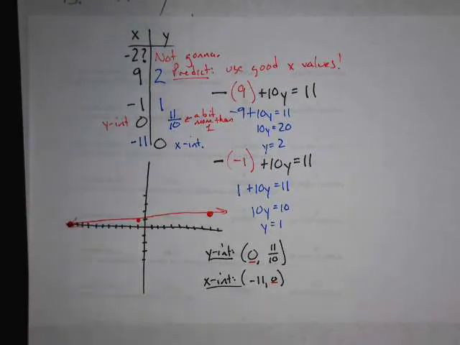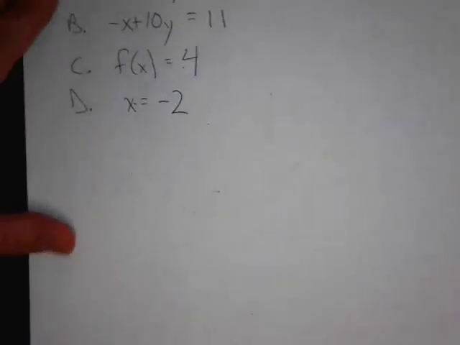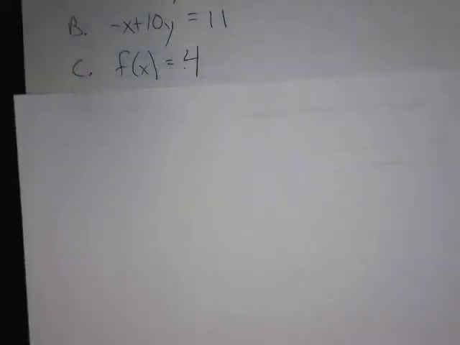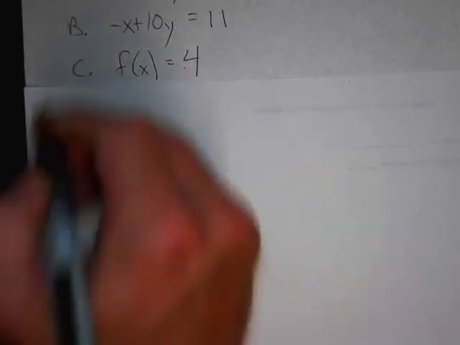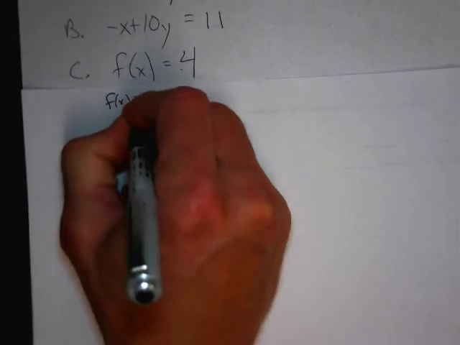Now, check this out, because the last two are pretty sweet. So how in the world are we going to graph equation C? Well, we've got to remember from that previous video, f of x is the same thing as y. Right? You got to remember that. So f of x is the same thing as y. So if we have f of x equaling 4, it's the same thing as saying y equals 4.